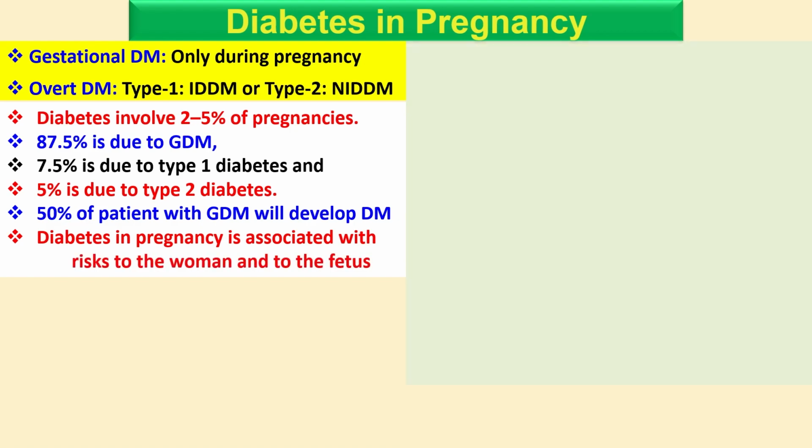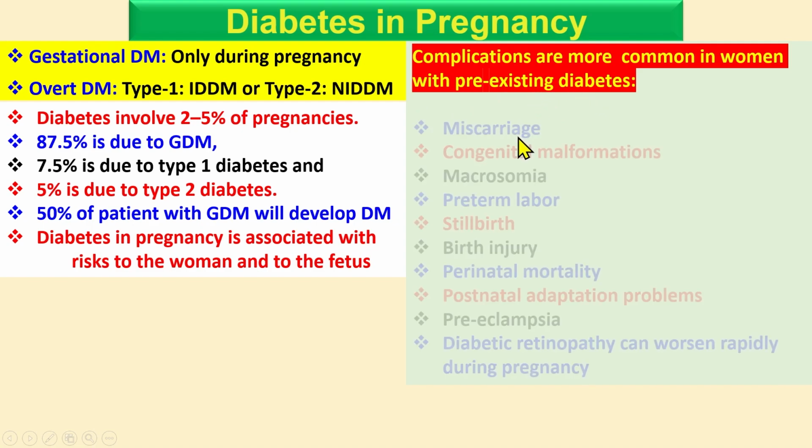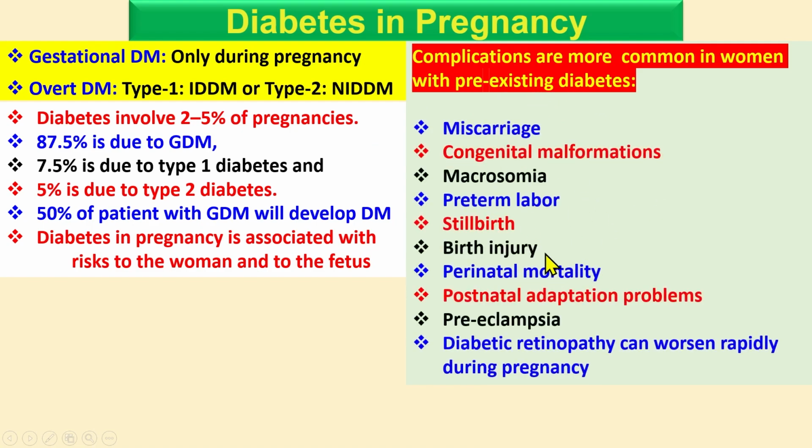The more complicating one is pre-existing diabetes. Pre-existing diabetes causes a lot of complications. Here is a list of complications which occur in the woman and the fetus: miscarriage, congenital malformation, preterm birth, stillbirth. We will come back to these complications later. First we cover the diabetes.